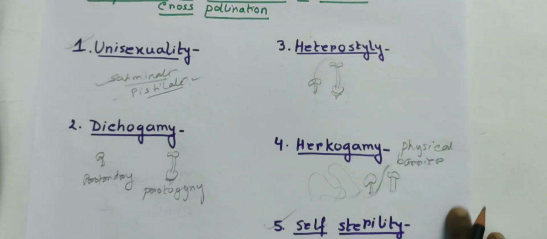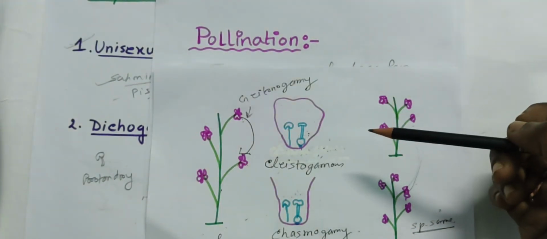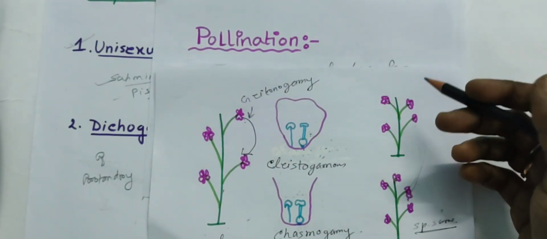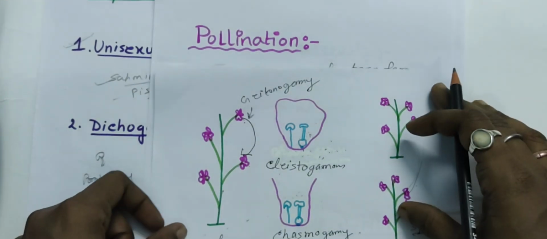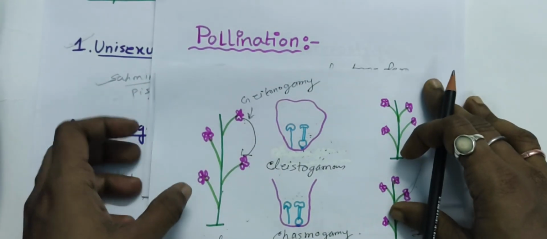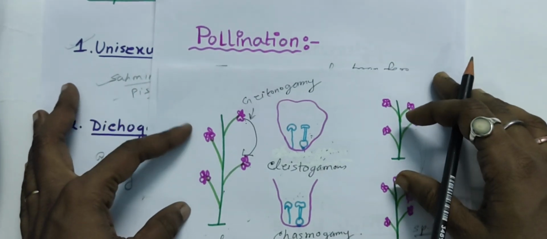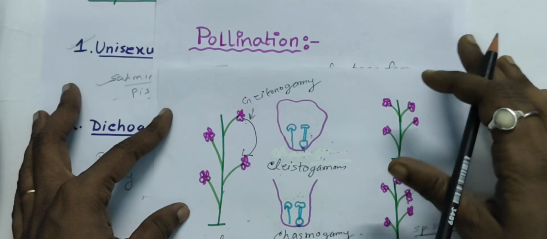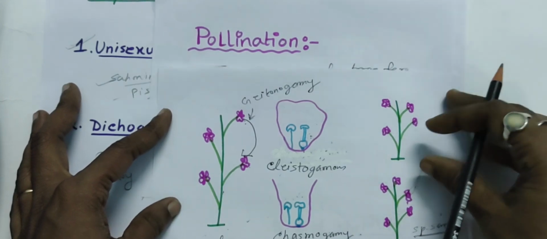So this is all about pollination. We have learned what is pollination, different types of pollination, examples of different types of pollination, and some adaptations that insist a plant to perform cross pollination. And I also mentioned the advantages and disadvantages of cross pollination. What is the advantage of cross pollination?